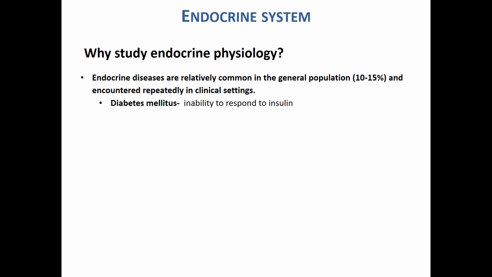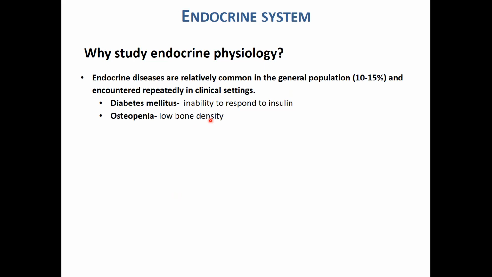So the best example is diabetes mellitus, the inability to respond to insulin correctly. This affects about 1 in 10 people in the United States, and that patient population is growing due to the epidemic of obesity. As obesity prevalence increases, the rate of type 2 diabetes is also going to increase. Next week, we're going to talk about insulin signaling in the endocrine pancreas section.